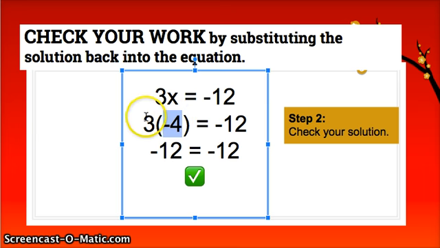And then I multiply. 3 times negative 4: a negative times a positive is a negative, so 3 times negative 4 is negative 12. And sure enough, that means the left side of the equation has a value of negative 12, which is the same as the right-hand side. Since both sides have the same value, I have just shown that my solution for x was negative 4. My answer was correct.